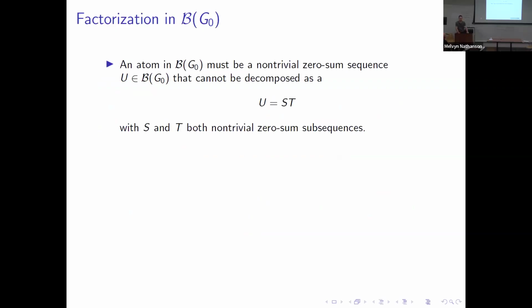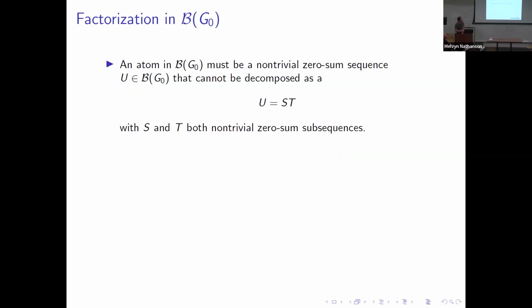All right. So now that we move back to the combinatorial setting, what does this mean for a monoid of zero-sum sequences? We're starting off here with a zero-sum sequence. It's just a bunch of terms from our subset G naught of the group that adds up to 0. But of course, we might be able to factorize that into smaller subsequences that also add up to 0.